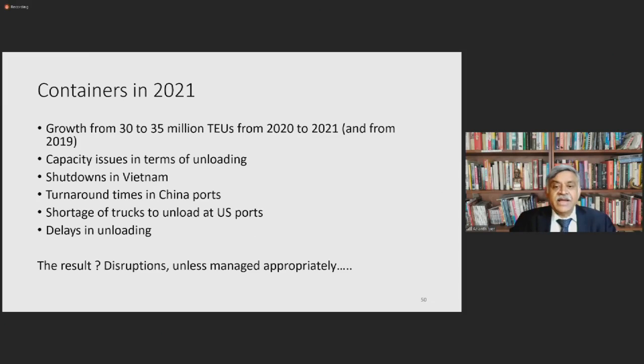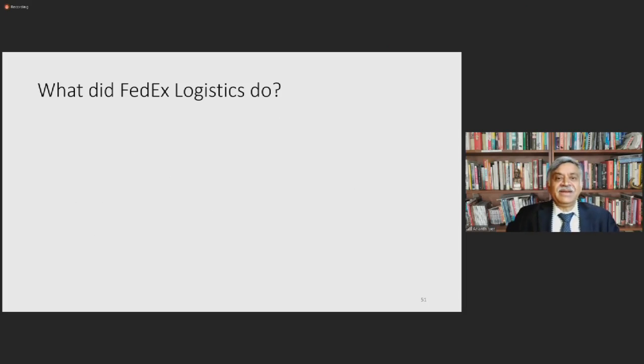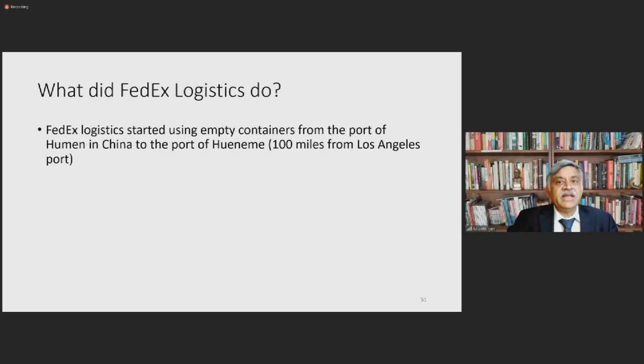At this point, you might say, enough already. I don't want to wake up this morning and hear a litany of woes. So what is everybody doing? So let's look at the next slide. I want to get you to think about a few examples. So here's an example from FedEx Logistics. So what did they do?